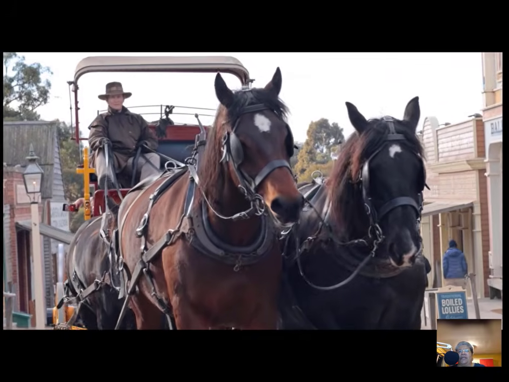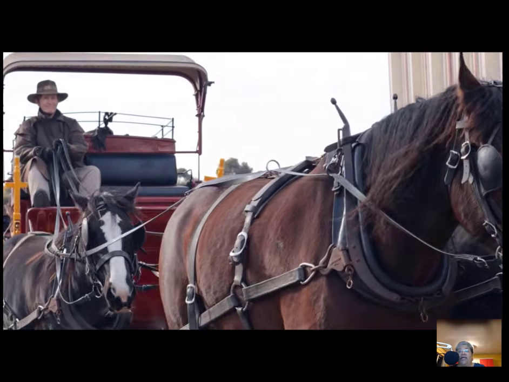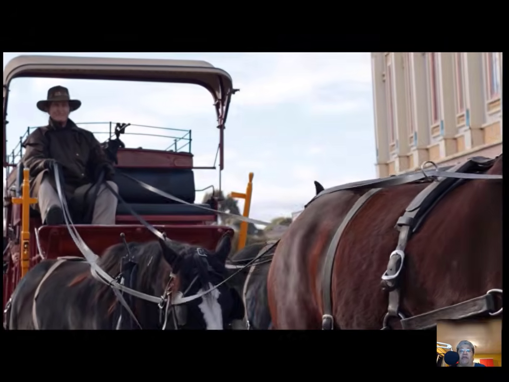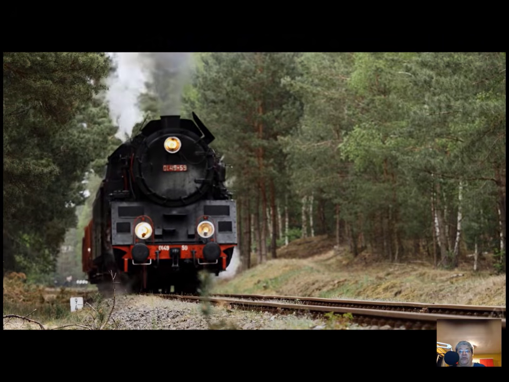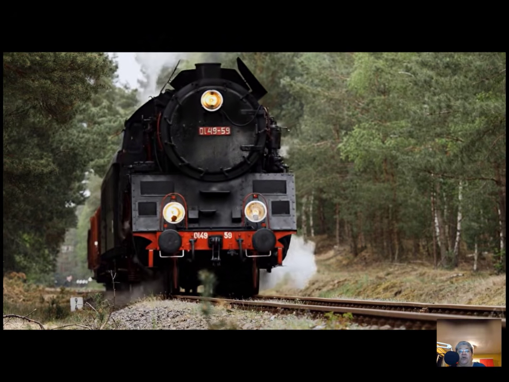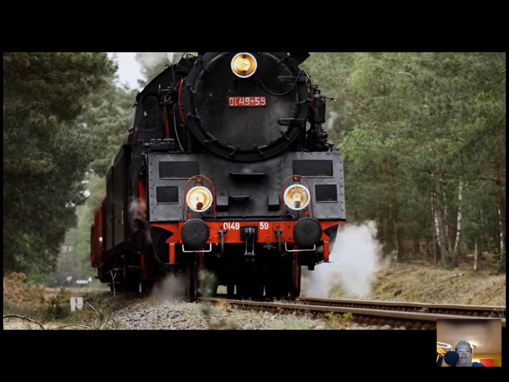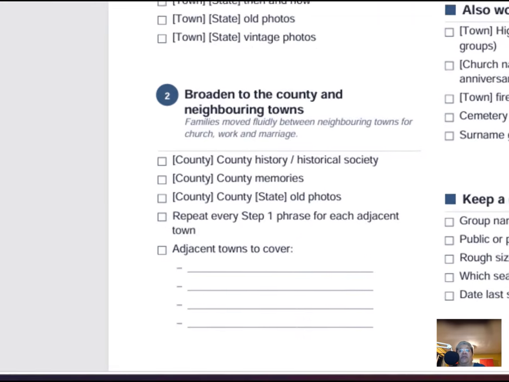That's quite misleading because I do want to search towns that are close. Families move between nearby towns constantly for work, church, and marriage, and sometimes they move back. You may not even know that a particular person who was born and died in one town spent 20 years of their adult lives working in the town nearby. Section 2 in my cheat sheet is about widening your search to the surrounding places.